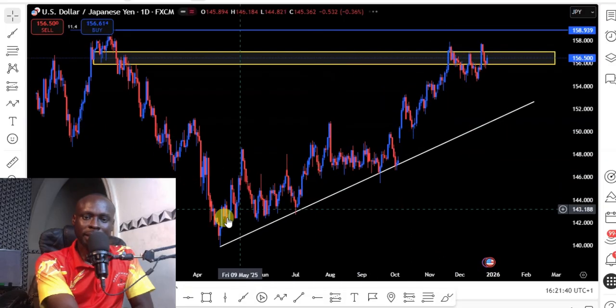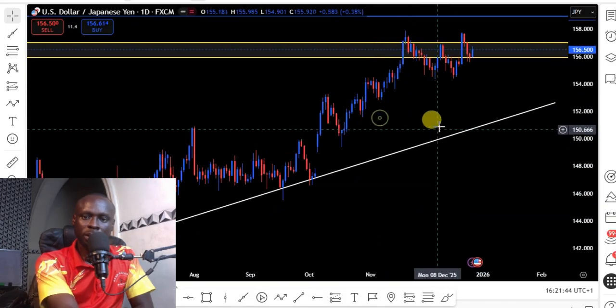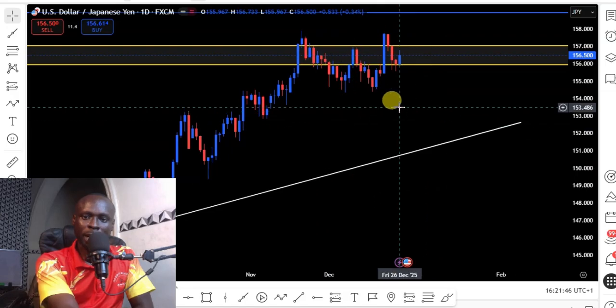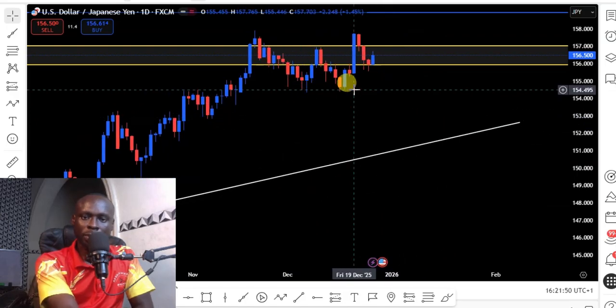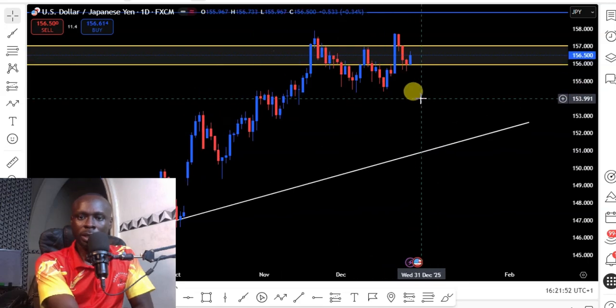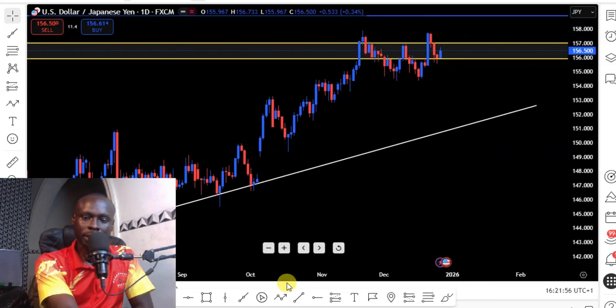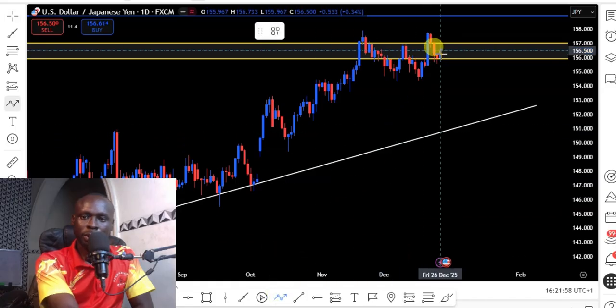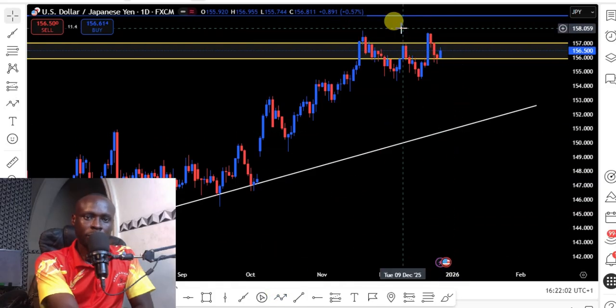USDJPY on my daily chart still has bullish momentum. Also, you can see we have a series of higher lows, which indicates possible more buying opportunity for the USDJPY. Then we can also see that we have a lower low and a higher low, which indicates we are expecting price to move to this next weekly resistance level for the USDJPY, which is this resistance level. So let's look at the weekly chart of the USDJPY.